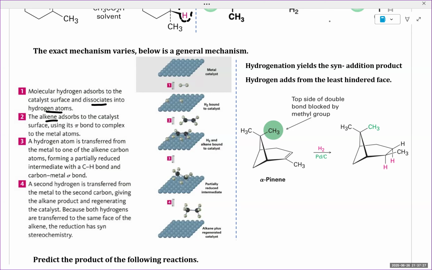The alkene adsorbs to the catalyst surface. From there, hydrogen is successively transferred onto the alkene, and the reduced product then dissociates off of the metal catalyst surface. Again, to note, hydrogenation yields the syn addition product, and hydrogen adds from the least hindered face.